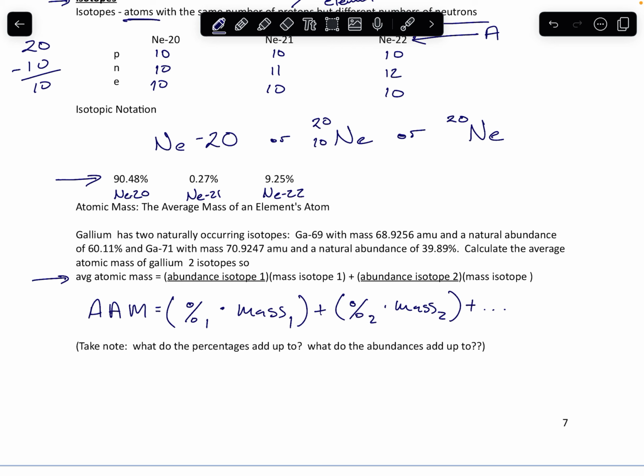The other thing is when we plug them in, you have to remember to take your percentages and convert them to decimals. So if I have 97.23%, converting that to decimal form, I've got to move that decimal 2 spots to the left. That's going to become 0.9723. Then I can use this in my equation.